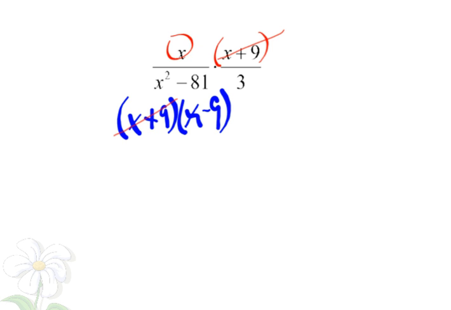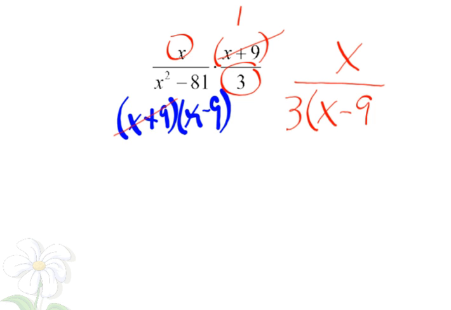Our 3 and our x are our only monomials, and they don't simplify. So on our top, we have x times 1 is x. And on the bottom, we have x minus 9 times 3. So I'm going to write that 3 out in front, just because that's normally how we see it written. And that's our final answer, x over 3 times x minus 9.